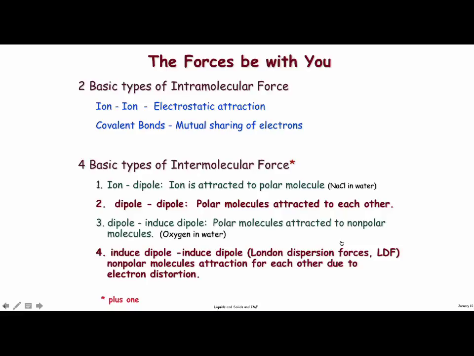The fourth intermolecular force is induced dipole-induced dipole. This occurs for all chemicals that have electrons. So what happens is that the electrons are going to orient themselves within a chemical so that one side is positive, the other side is negative. And it creates a positive attraction to another nonpolar chemical.